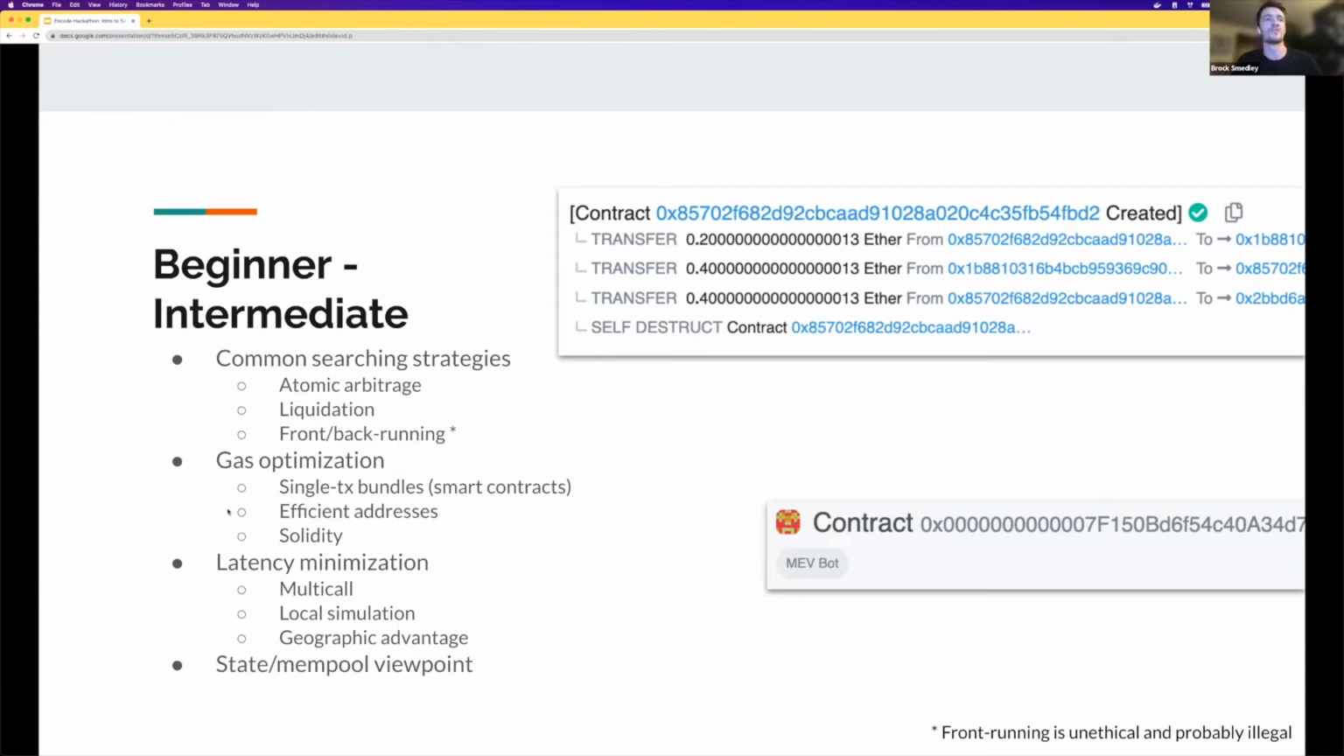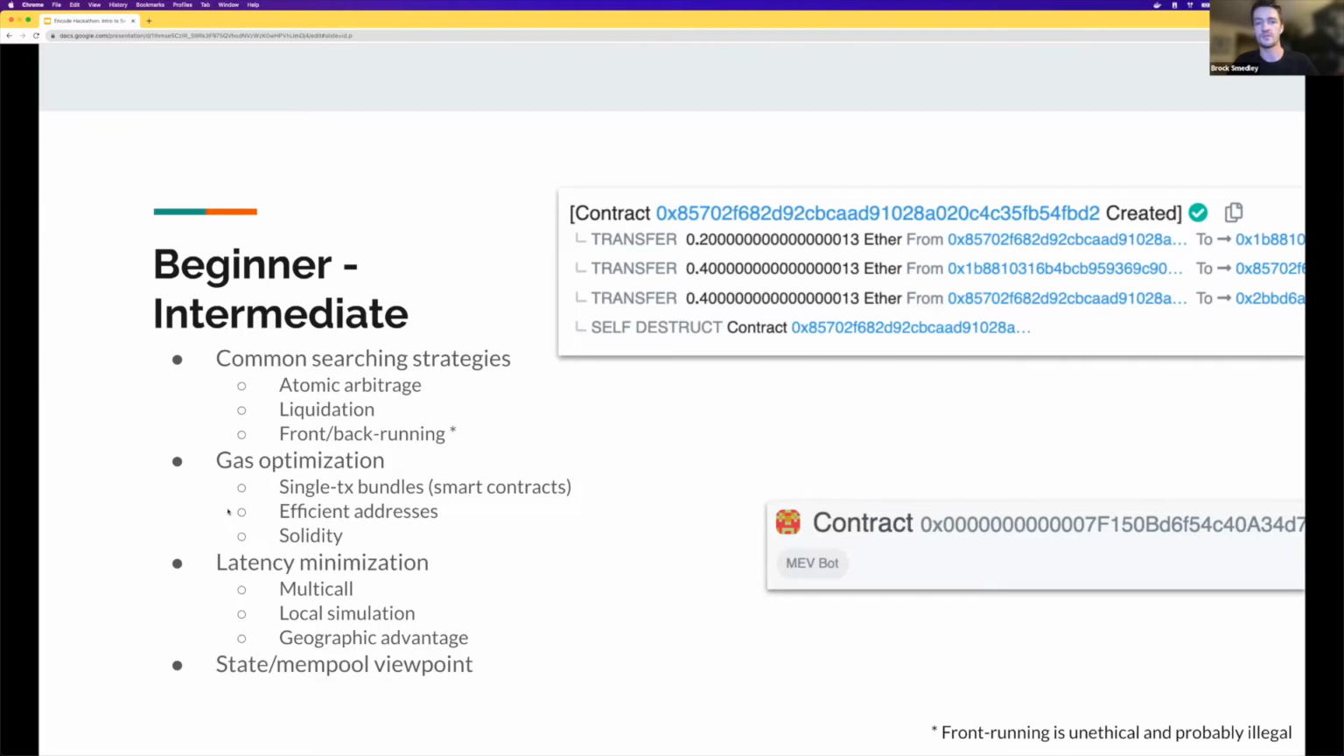Okay, so those are some basic searching strategies. Obviously, it's not all of them, but I think those are the most common and important to know. So now let's talk about how to get the most bang for your buck on the strategies. A really big component of searching is gas optimization, especially in a game like arbitrage, where you might be making less than $1 per arb.